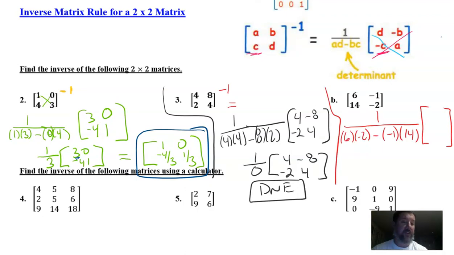Quick check-in. You first should find the determinant. It should be 1 over 6 times -2 minus -1 times 14. If you got that right, good job. Now go ahead and set up your matrix.